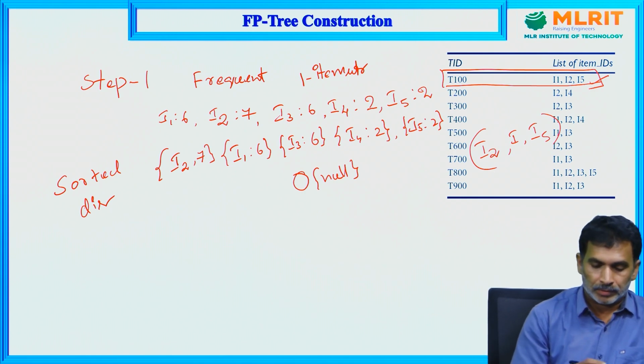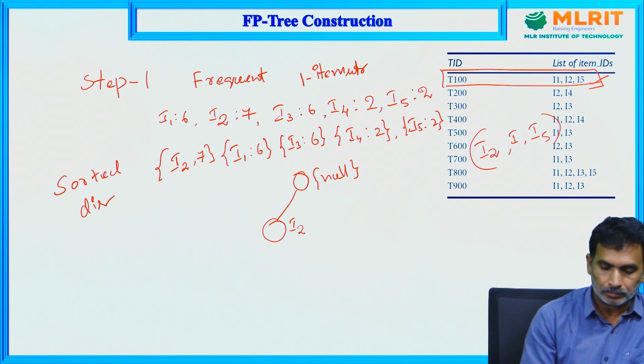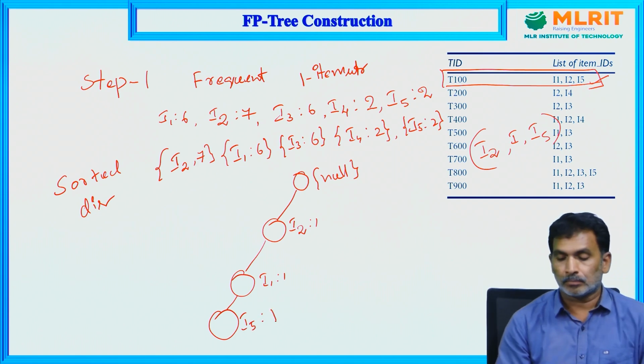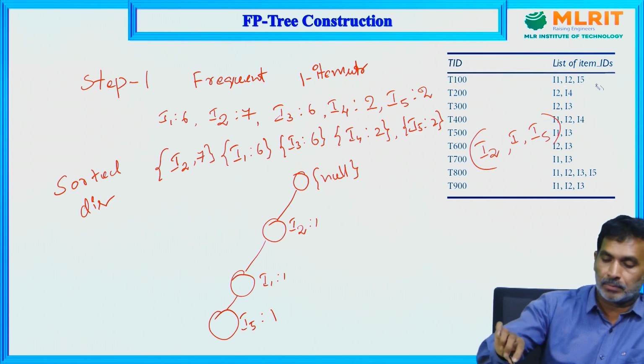Now we have to create nodes for I2, whose frequency is 1, and then I1, its frequency is 1, then I5, frequency is 1. Okay, so this is the first transaction we processed.